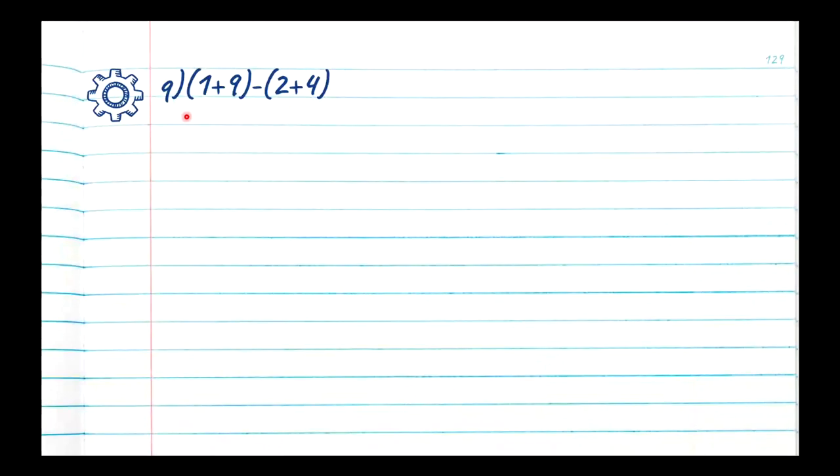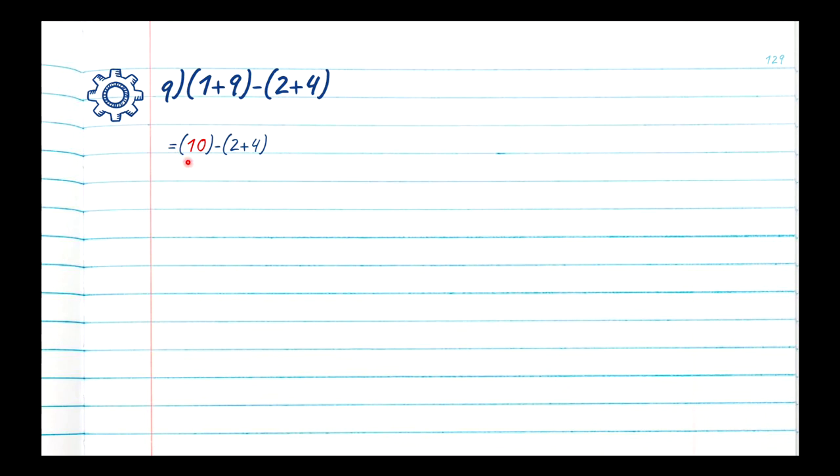Let's look at Q. We want to see if there's any brackets, and there is a bracket right out of the gate, and there's no children in this particular bracket, so we can go ahead and solve the contents of the first bracket. 1 plus 9 is equal to 10, and again, we drop the rest of the equation.